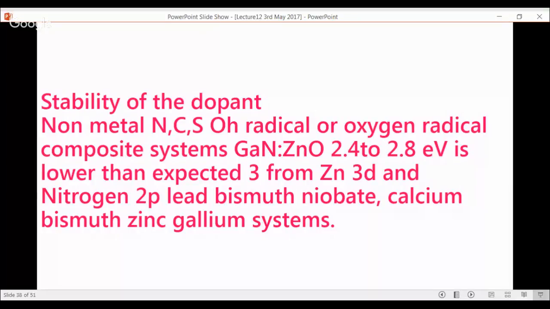In the same way, when I substitute oxygen by nitrogen or carbon or sulfur, what we are doing is controlling the stability of the system. It should not be very highly stable. It should not be very highly unstable. Both are not good. So in designing the materials, we have to think what element of the periodic table should be used for what purpose. We will have a separate presentation on that later on.